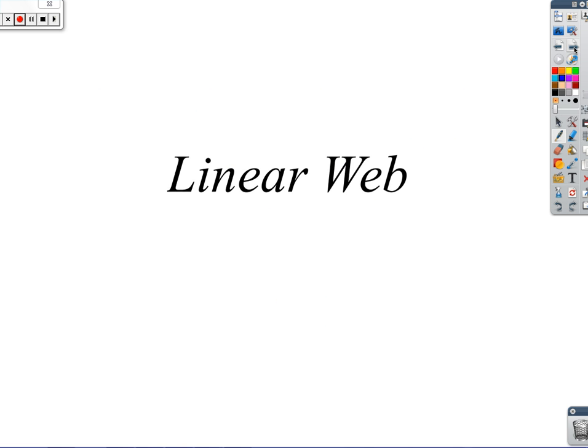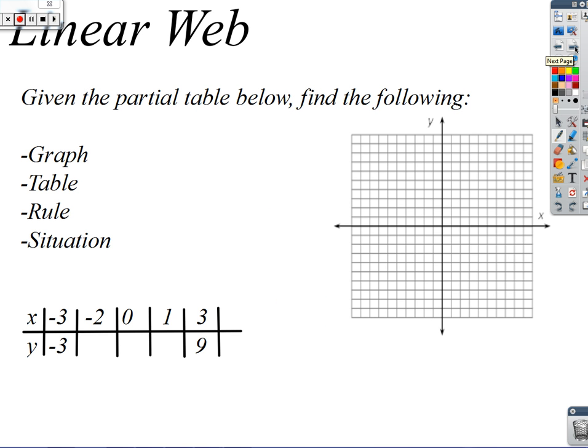Linear review, so this is a little review from Algebra A, that's a long time ago. Given the partial table below, find the following. Find a graph, a table, or rule in a situation. There are many different ways to go about doing this.